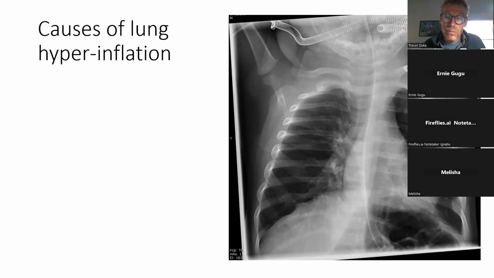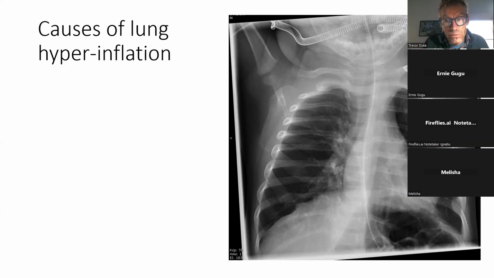You can't see the lung markings as well, and that's because there's more air in the lungs that can't get out. And the other clue is that the diaphragms are very flattened. They're pushed down because of the hyperinflation of the lungs. And we need to think to ourselves, well, what are the causes of lung hyperinflation?